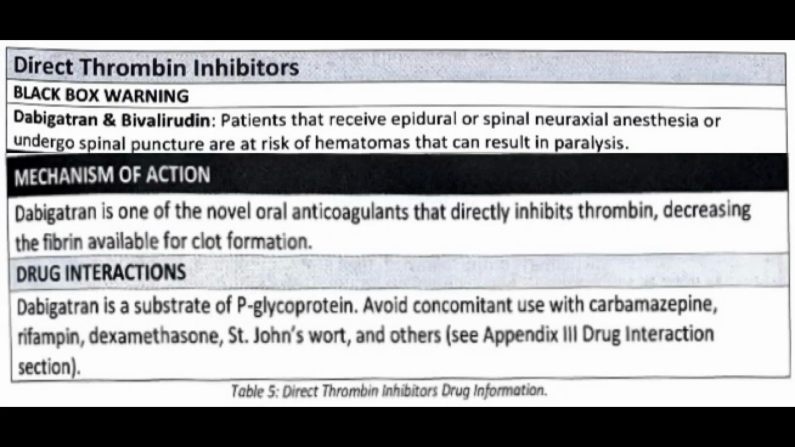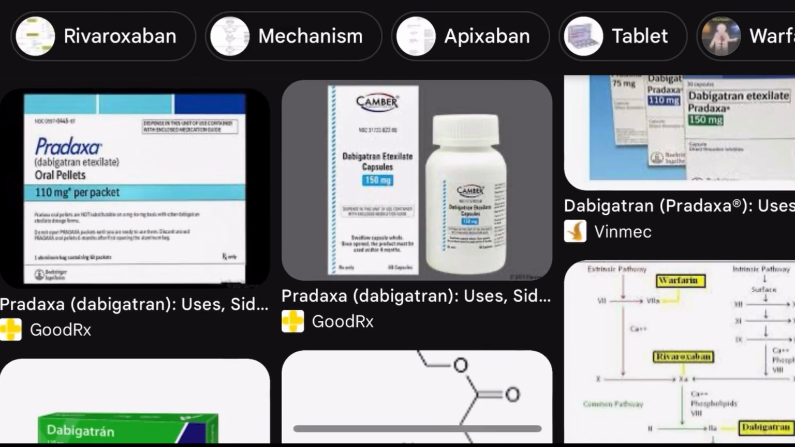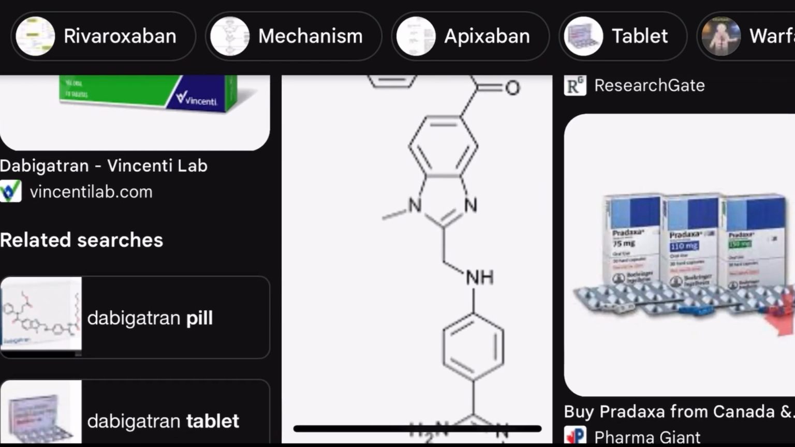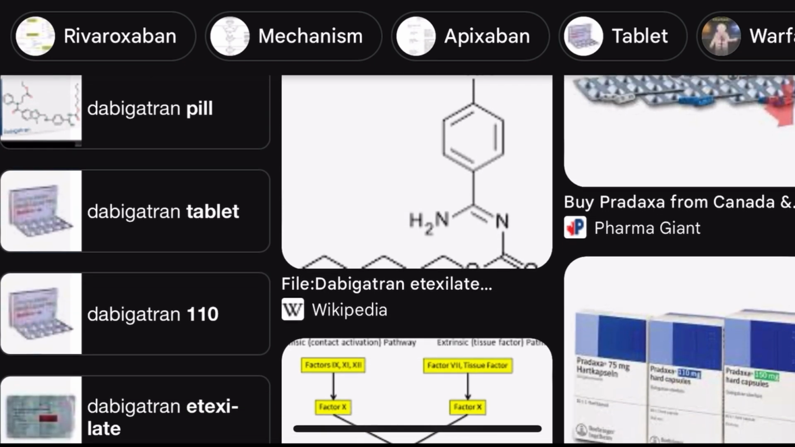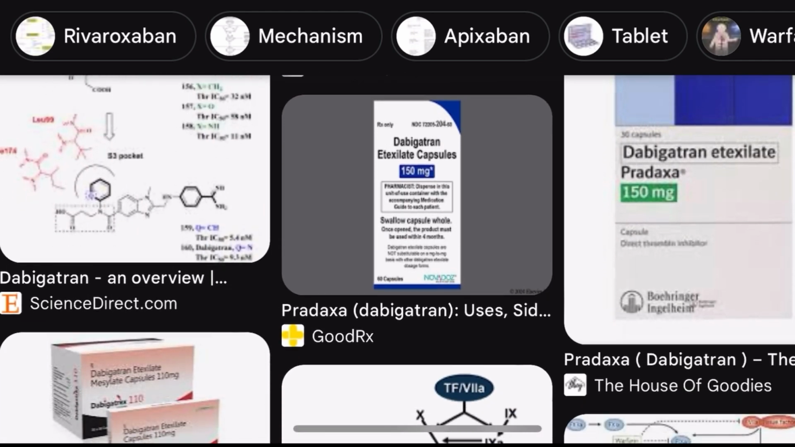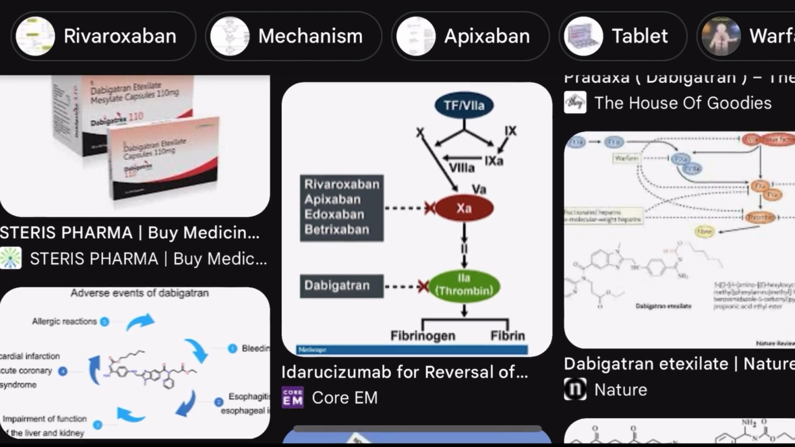Next we have direct thrombin inhibitors. They directly inhibit thrombin, causing a decrease in fibrin available for clot formation. We have 3 options here. Dabigatran, Pradaxa. It's 150 milligrams twice a day. You want to avoid use if the patient's creatinine clearance is less than 30 milliliters per minute.